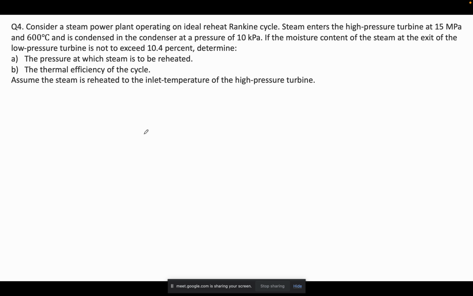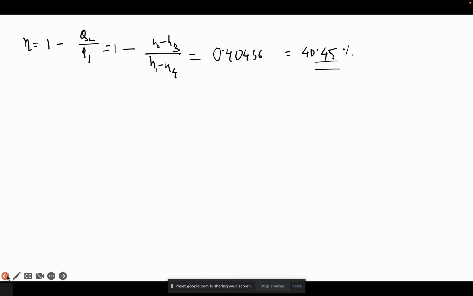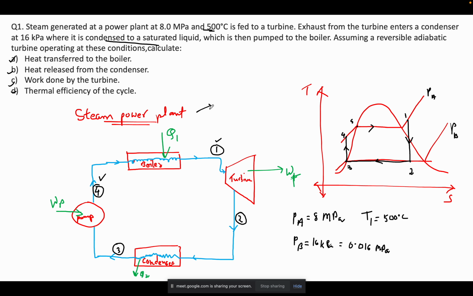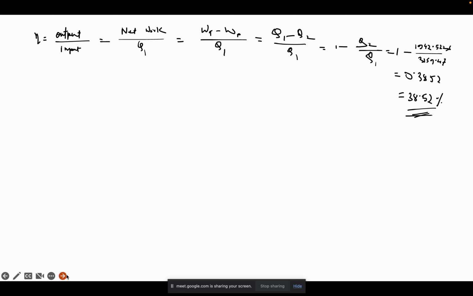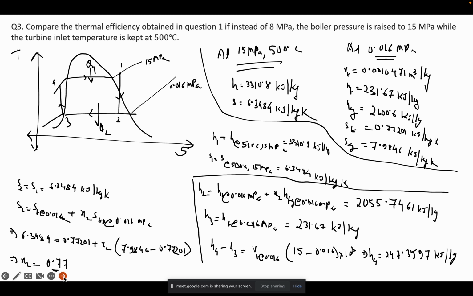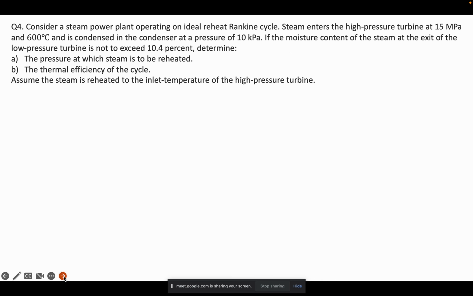Okay, so now this is a reheat steam turbine. I forgot to tell that this steam power plant works on the Rankine cycle, and this was your ideal Rankine cycle. The second question was when you have superheated this Rankine cycle, and the third question was when you have increased the boiler pressure of this Rankine cycle. Now you will do a reheat Rankine cycle.